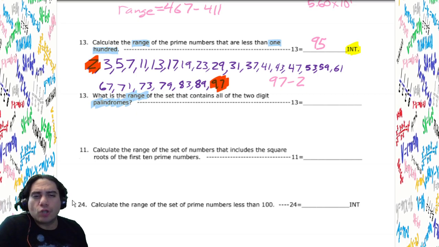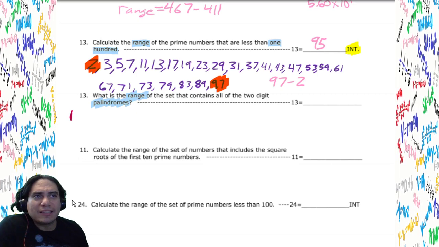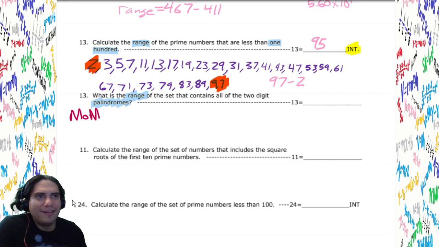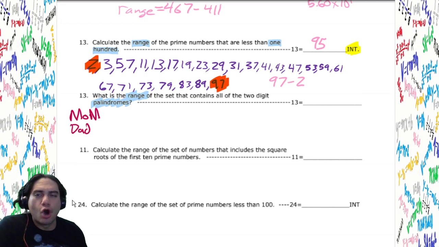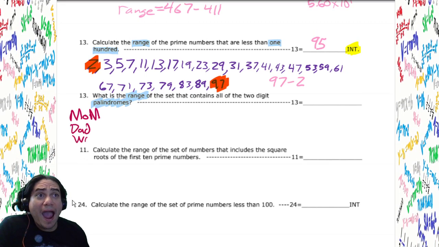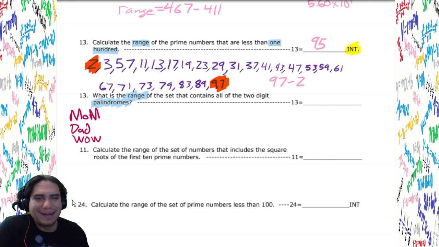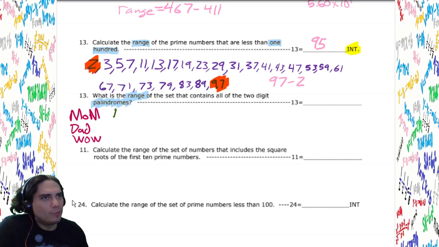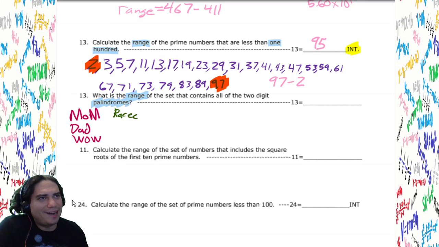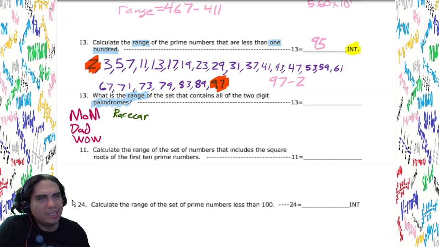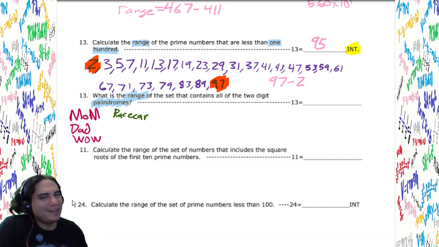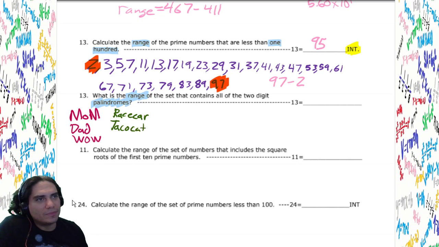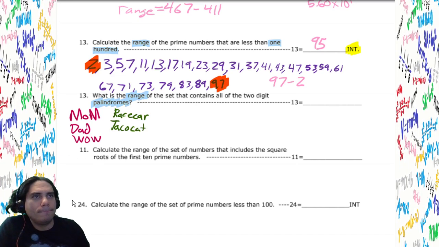Look, I got a couple palindromes. Maybe you can see the pattern right here. Good old mom's a palindrome. Then we got dad. Dad's a palindrome. Wow, he's a good palindrome right there. One of my favorite ones, race car. Race car is a palindrome. And one of those ones we see on the internet all the time, good old taco cat. Taco cat's a palindrome.